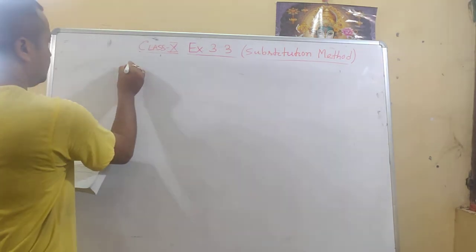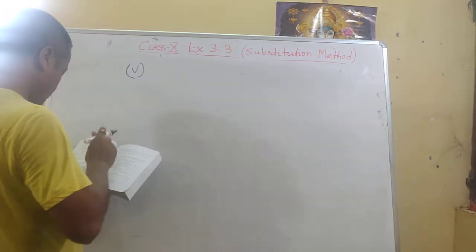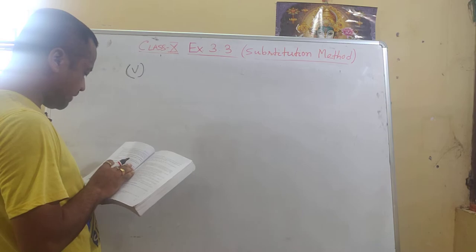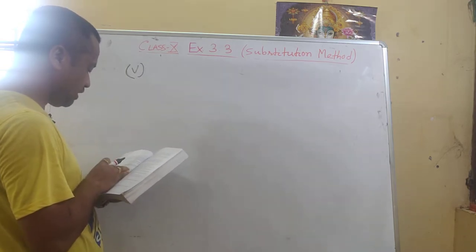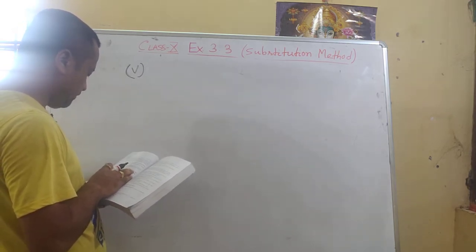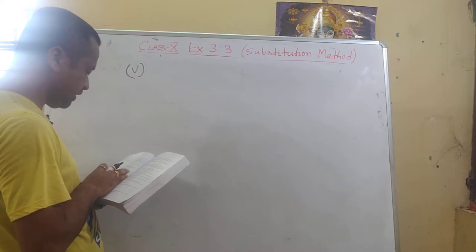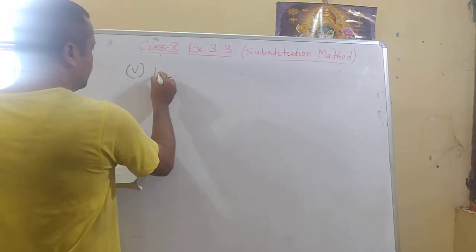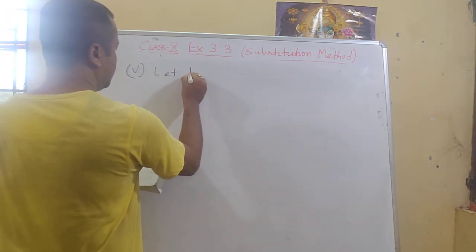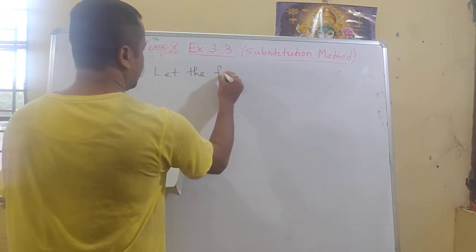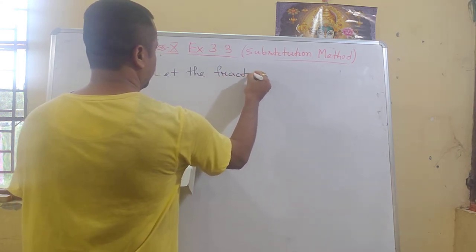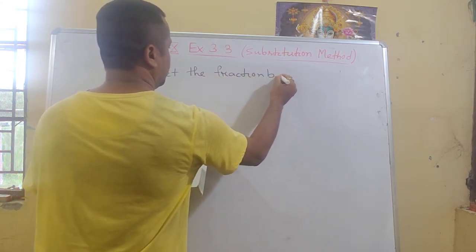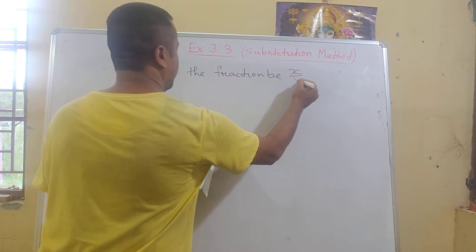So let us go to number 5. A fraction becomes 9 by 11 if 2 is added to both the numerator and denominator, and if 3 is added to both the numerator and denominator, it becomes 5 by 6. Find the fraction. Let the fraction be x by y.